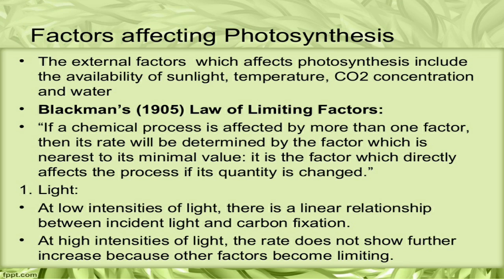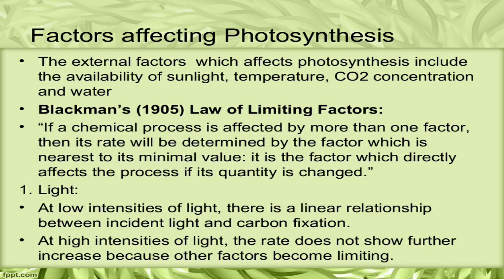Factors affecting photosynthesis. The external factors which affect photosynthesis include availability of sunlight, temperature, carbon dioxide concentration and water. Blackman's law of limiting factors, in the year 1905: if a chemical process is affected by more than one factor, then its rate will be determined by the factor which is nearest to its minimal value. It is the factor which directly affects the process if its quantity is changed.